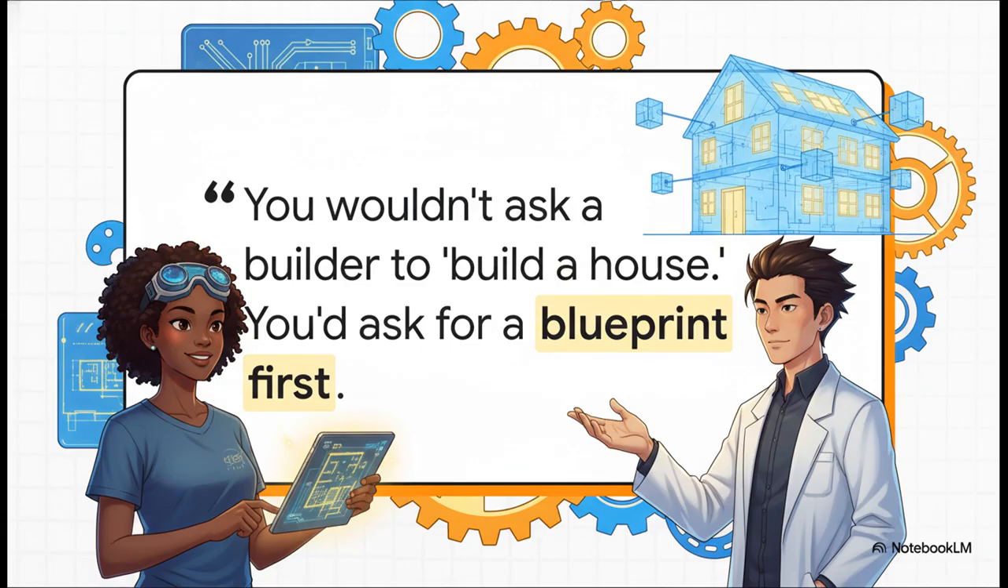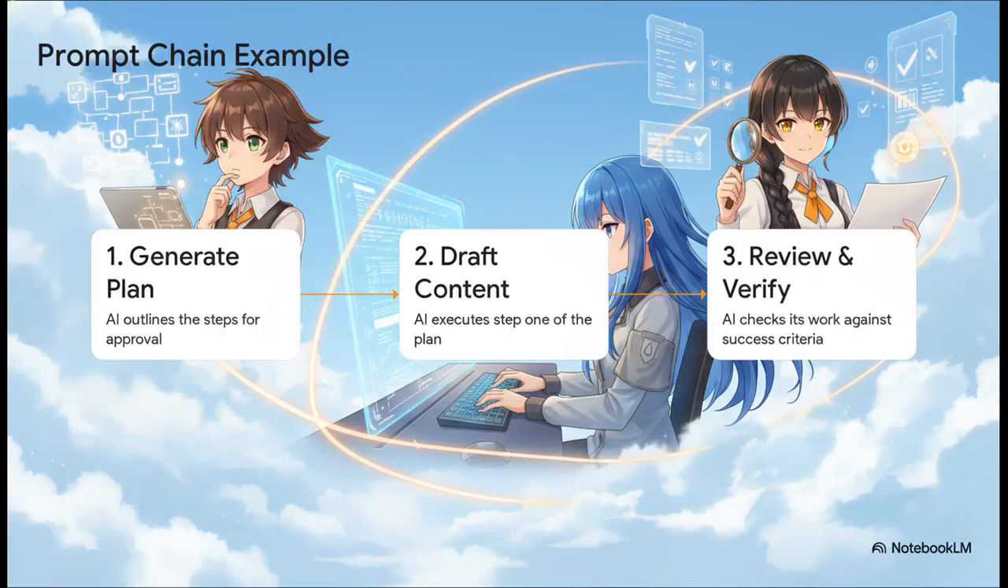Here's the key mental shift you've got to make. Think about it this way. You have to force the AI to show you a plan before it does anything. You need to see the blueprint, you need to approve it, and only then do you tell it to start building. So this means we're decomposing a big task into a reliable pipeline.